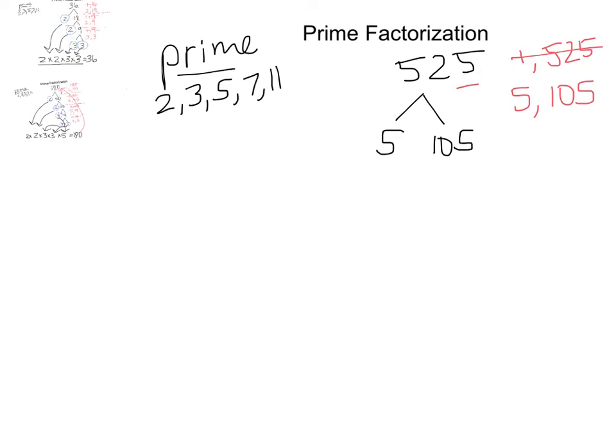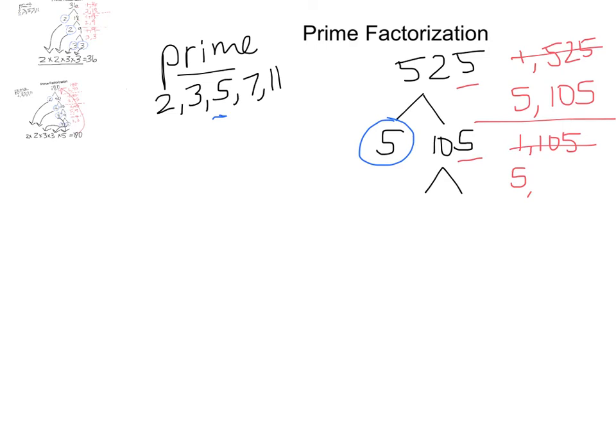So I see 5 is prime, so I'm going to circle it. 105 though, not prime. So I need to further factor that down. Cannot use 1 and 105. But I know that this ends in 5, so again, 5 is going to go into it. Since I don't know what 105 divided by 5 is off the top of my head, I need to go off to the side and do the math. If you also don't, you need to do that as well.